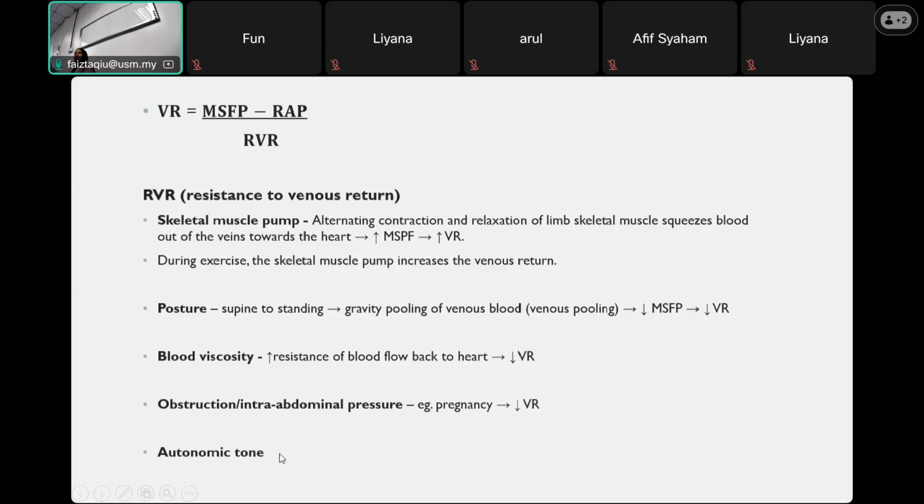Next is the autonomic tone, the parasympathetic and the sympathetic tone. Factors that promote venous return is another favorite question on exams. Most candidates always get stuck on one answer only. But there are many factors. Skeletal muscle pump, thoracic pump, posture. During a supine position, the venous return increases. So many factors. So don't just get stuck with one factor. Okay.